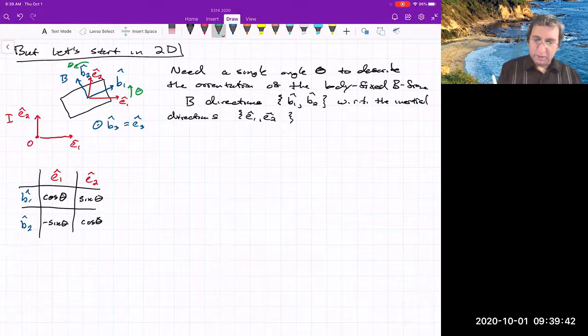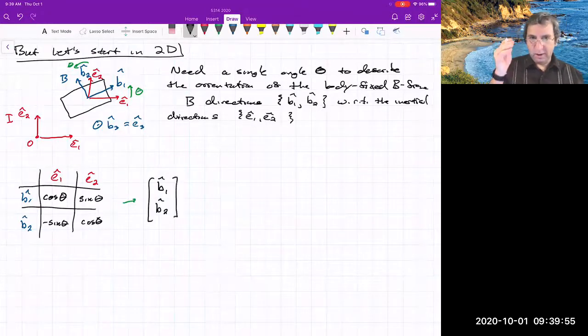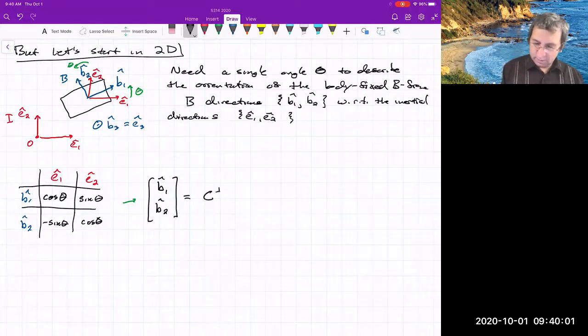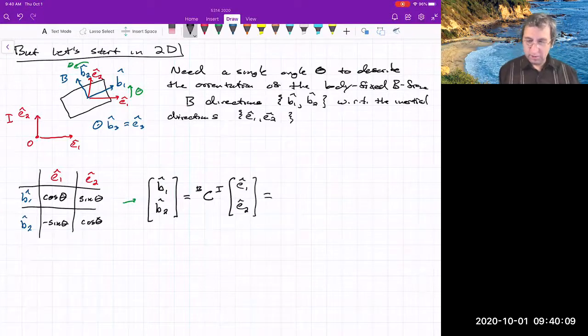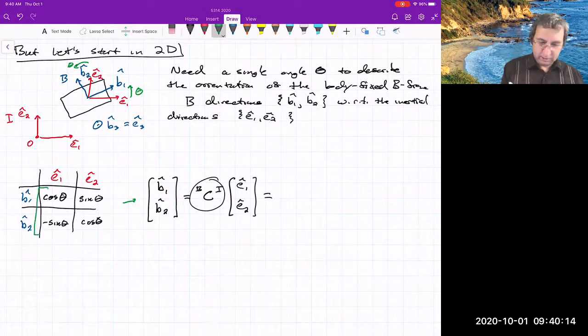And then we can write this another way, in terms of a matrix format. So we would write B1, B2 as if it was a column vector, equals a matrix times E1, E2, where what is this rotation matrix here? It's literally just this group of sines and cosines. That's our matrix.